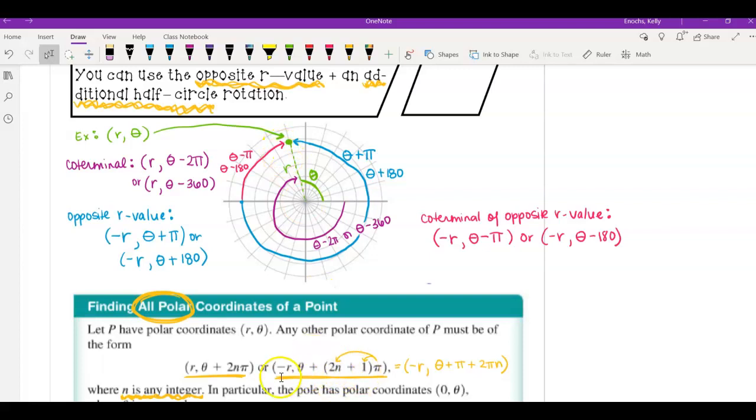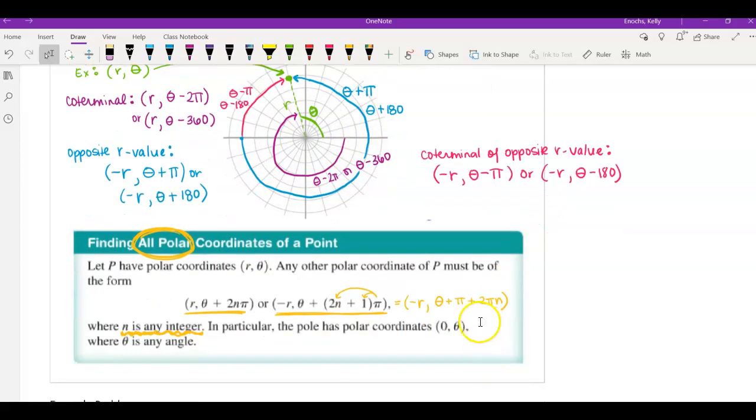Now I have simplified this negative r value. I think that's a little easier to understand. So first I distributed my pi's. So I had 2 pi n and then pi. So you'll see over here, I still have my negative r and I still have my theta, but now I'm going to add to it another pi. So that would be the bottom amount. And then another 2 pi n to go all the way around the circle infinitely many times.